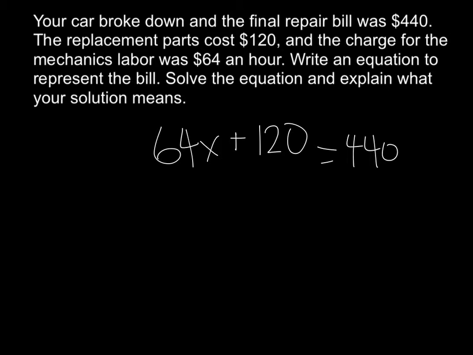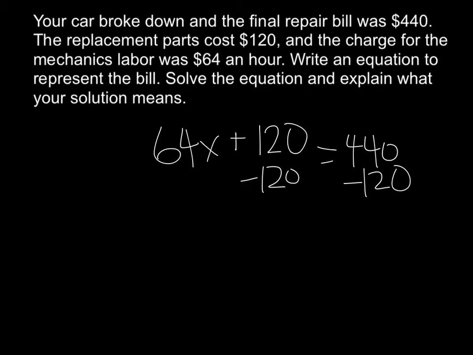Now again, I want to get everything away from x. I want to move everything that's not x all the way to the other side of the equation. So to move any term to the other side, I need to either subtract or add. Again, I'm going to just do the opposite of the sign that's next to it. So since this is plus 120, I'm going to subtract 120. Okay, and whatever I do to one side, I have to do to the other.